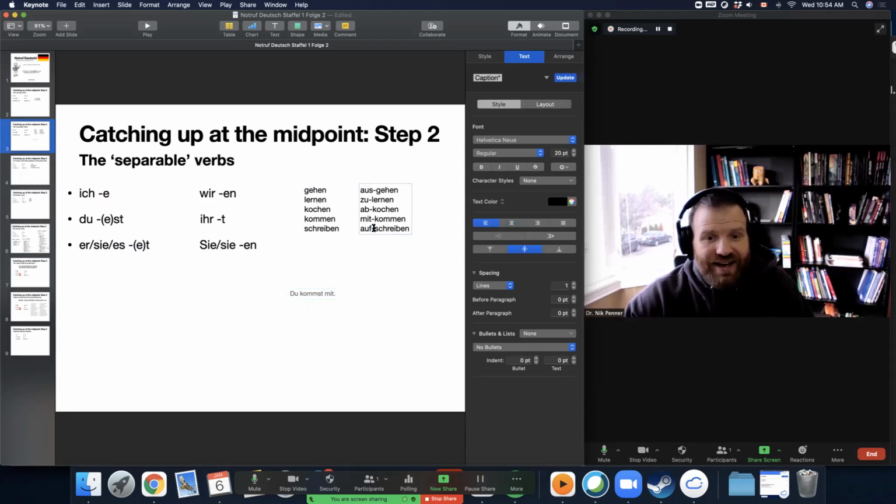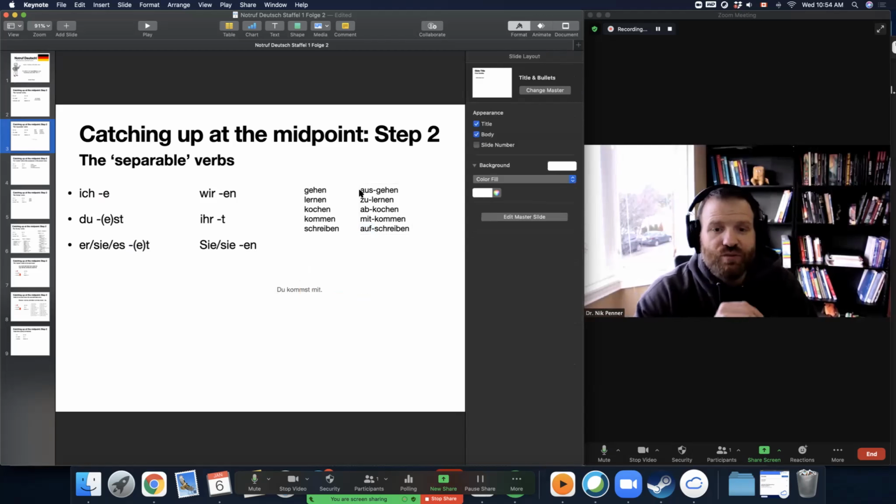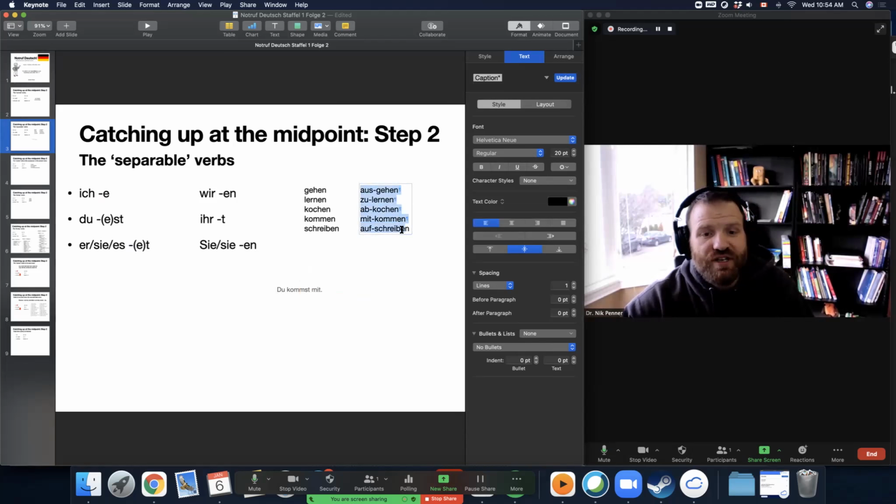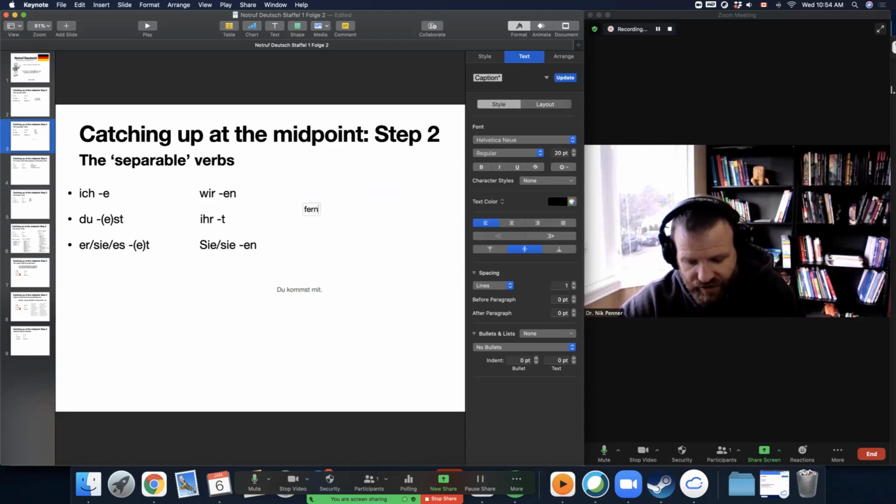So whenever somebody actually does this action, this separable prefix goes to the end. When do they stick like this? When do the verbs stay like this? Ausgehen, zulernen, abkochen, and so on. Or, some more frequent examples would be Fernsehen, to watch TV, or what I did with my students a lot, aussehen, to look like.